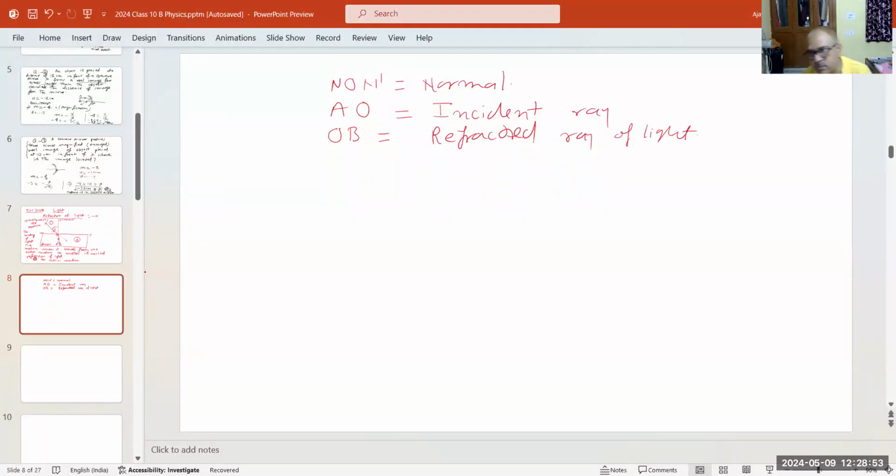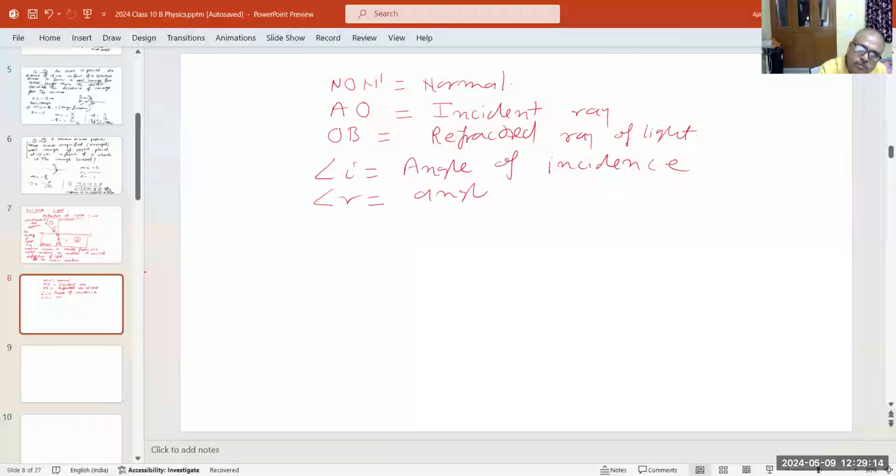ये ध्यान में रखना, छोटा छोटा बात है यहाँ पे. हाँ, I is the angle of incidence. Angle of incidence is the common term. R is the angle of refraction. It is not necessary to have I equal to R here in refraction. I is not equal to R. This is not a reflection of light. The ray of light is not bouncing back. It is only traveling from one medium to another medium by entering into any optical density medium.